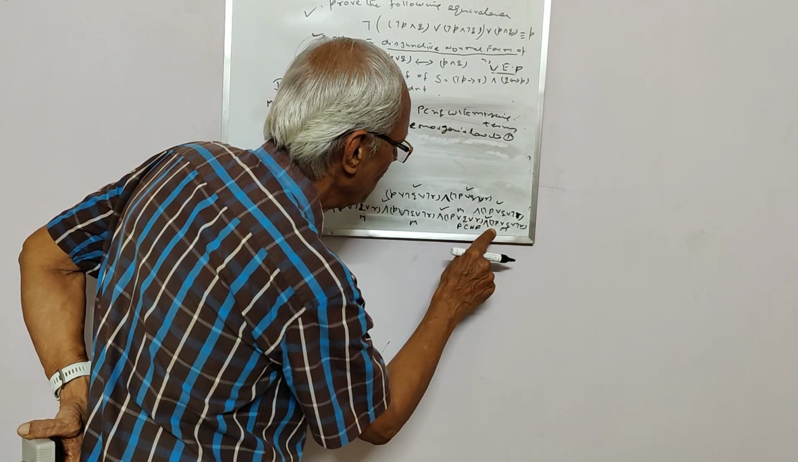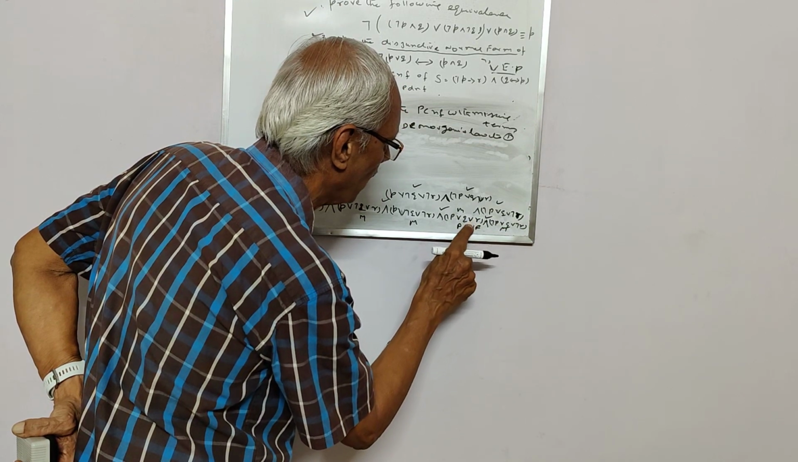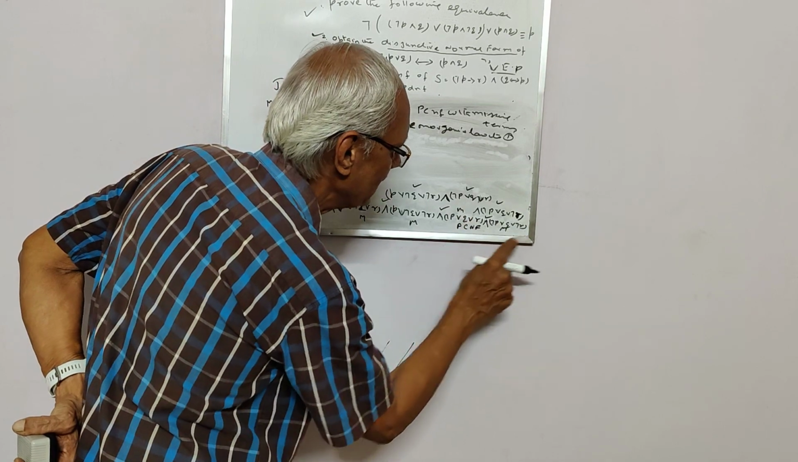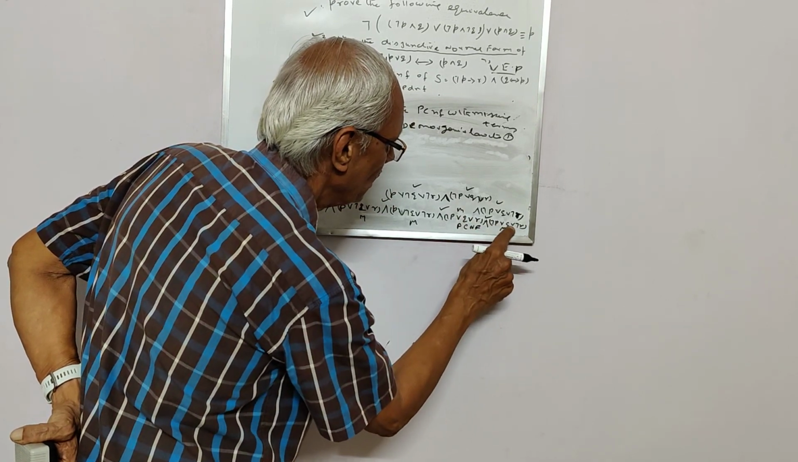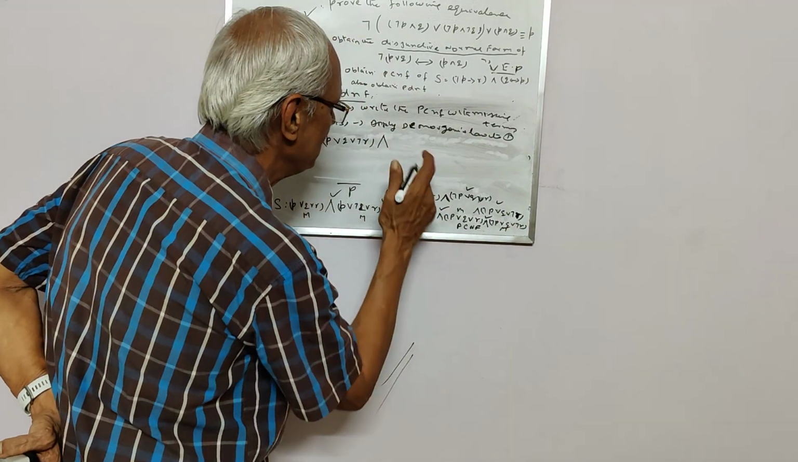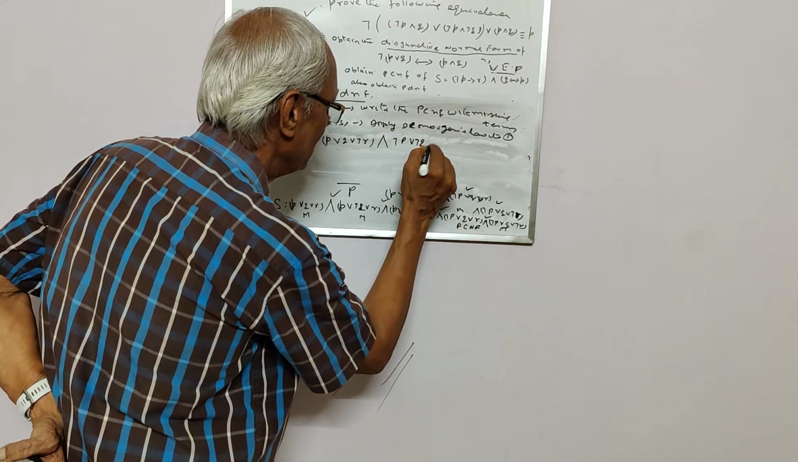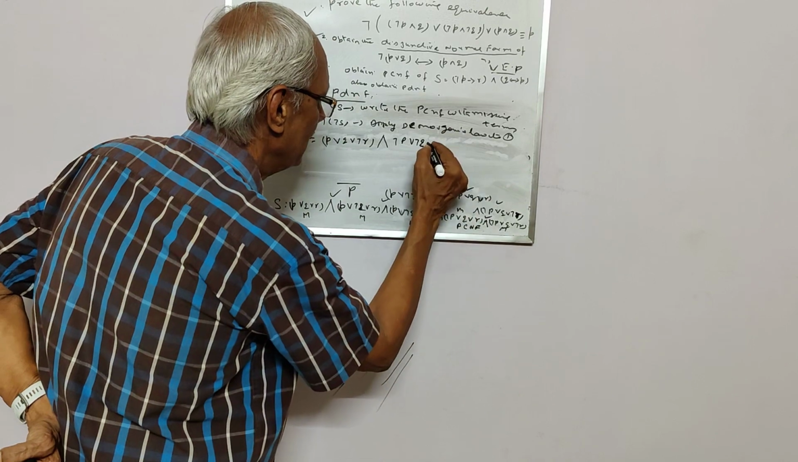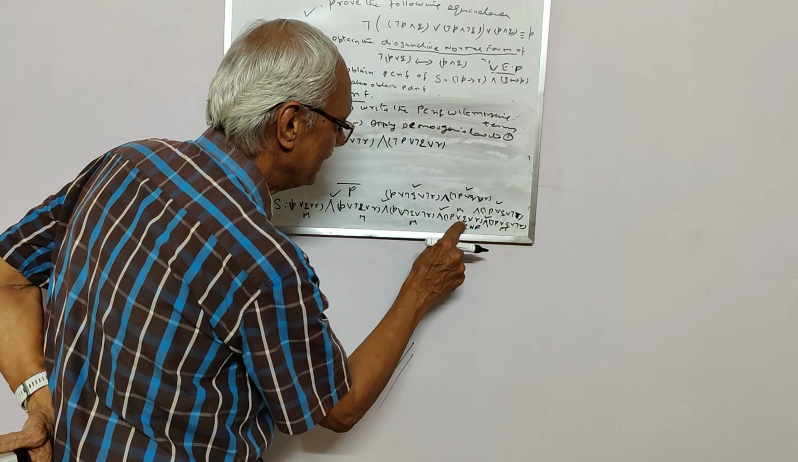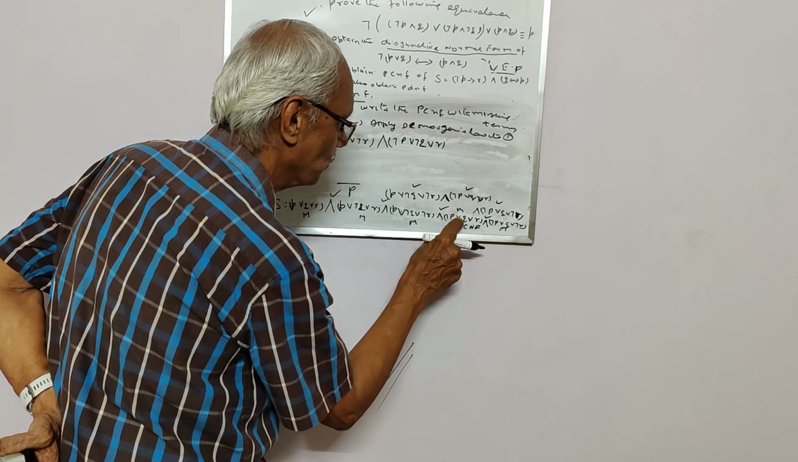Negation P, Q, R. Here what is missing? You must have negation P, Q, negation R. See here, negation P, disjunction Q, disjunction R has come. So what is missing here? Negation P, disjunction, negation Q, disjunction R. So this is missing: negation P, disjunction Q, negation of Q, R.